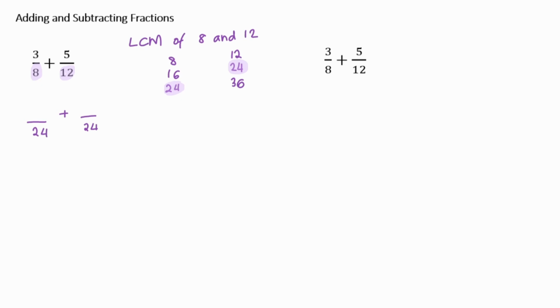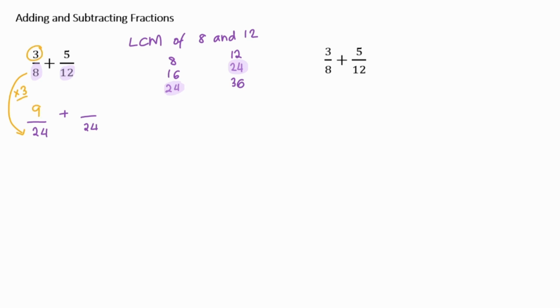We are then going to write both of these fractions such that we can write them equivalent to something over 24. So in order to make 8 into 24, we have multiplied 8 by 3. So we have to do the same thing to the numerator. The numerator is 3, so 3 times 3 gives us 9.